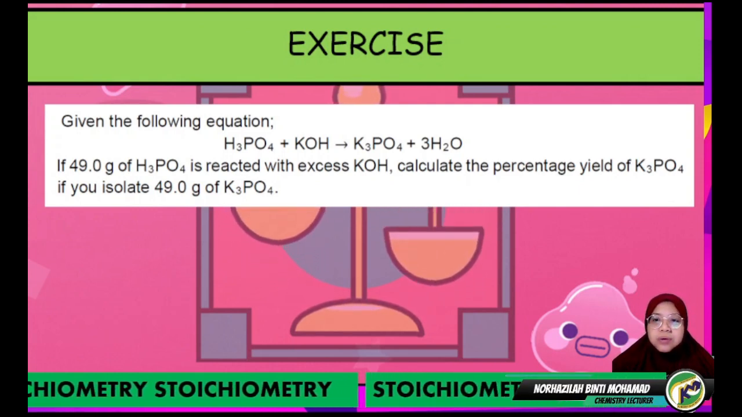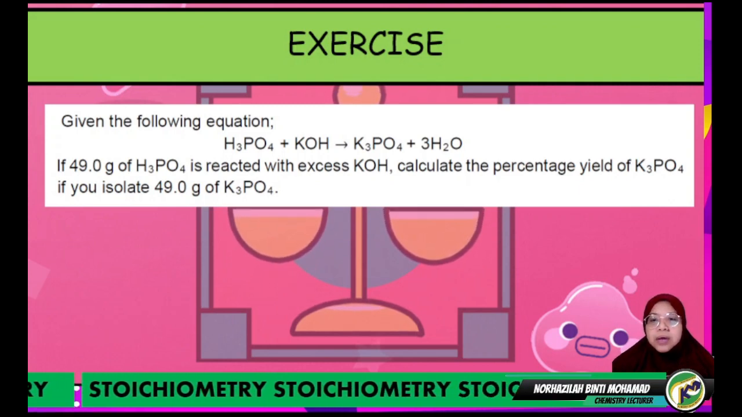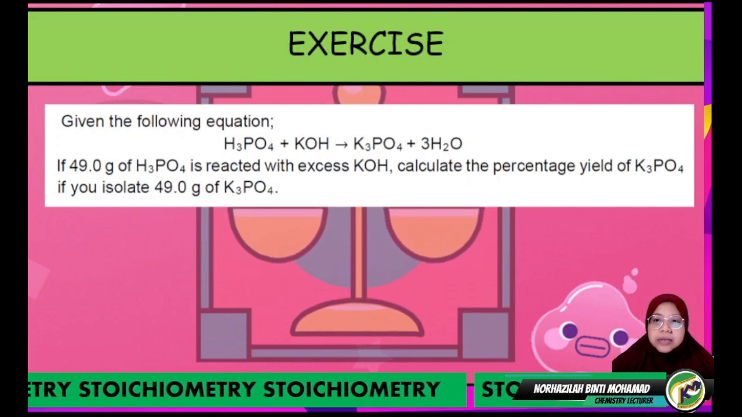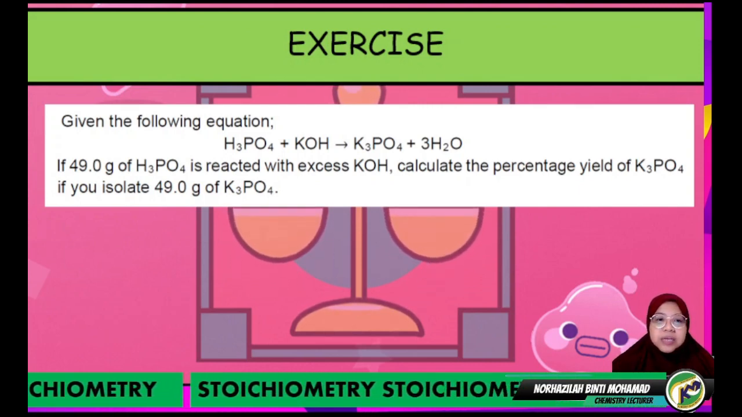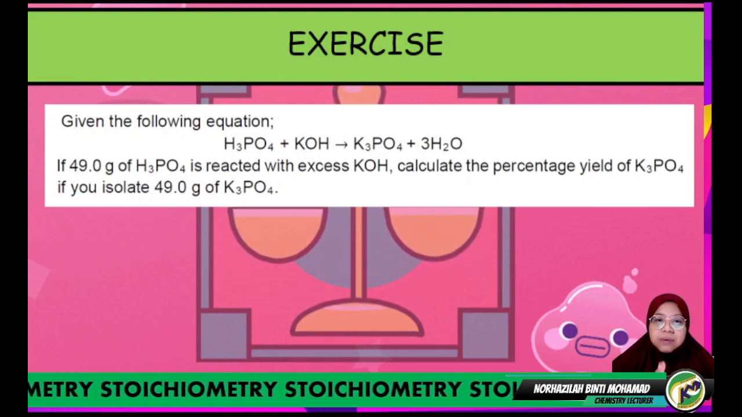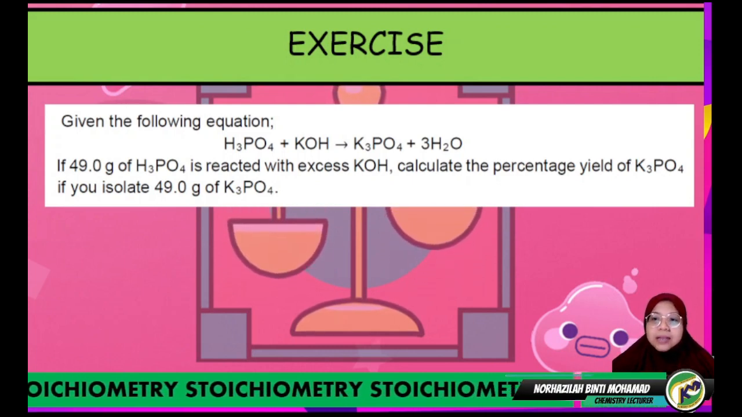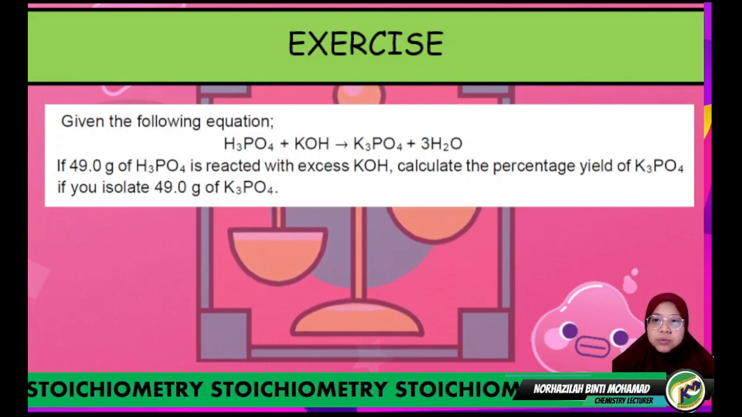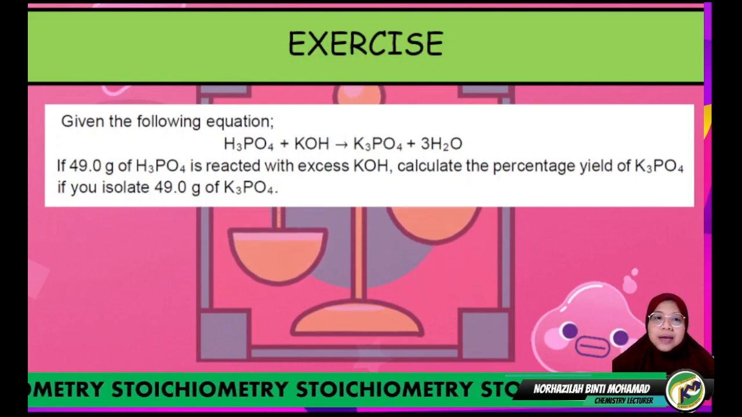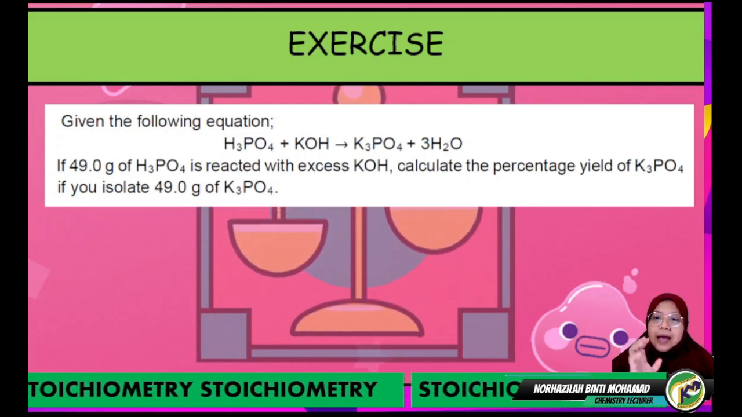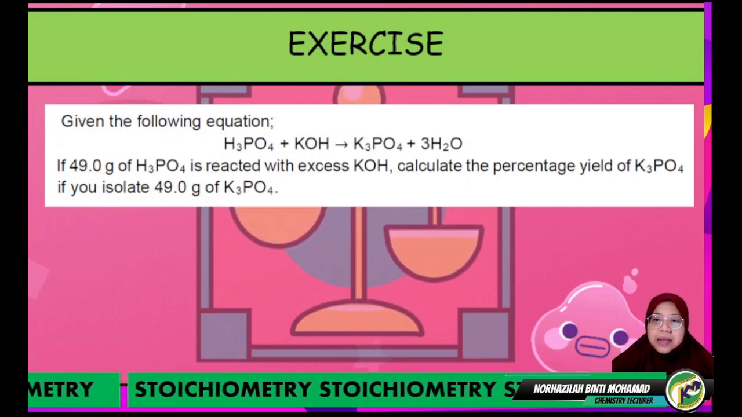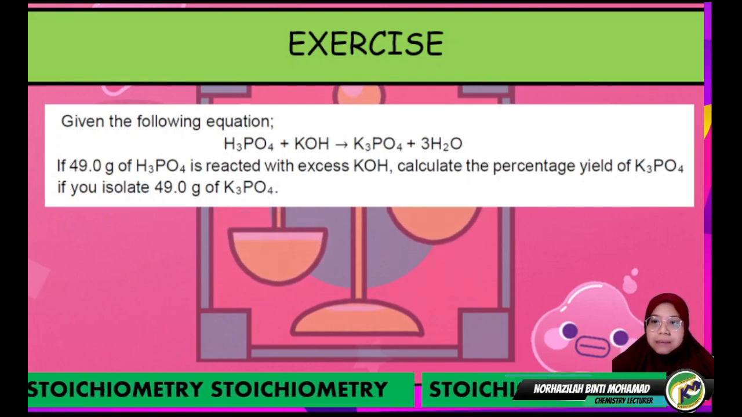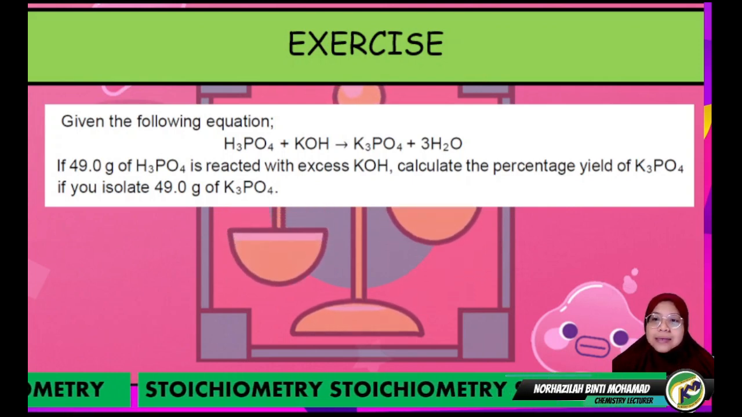So right now it asks you to calculate the percentage yield. So remember, to calculate the percentage yield, you need to know the theoretical yield and the actual yield. So in this question, the actual yield has been given. In the question, it said that if you isolate 49 gram of potassium phosphate, that is your actual yield. So your job right now is to calculate the theoretical yield, and after that you may calculate your percentage yield. So I hope that my explanation with the example will help you to answer this question.